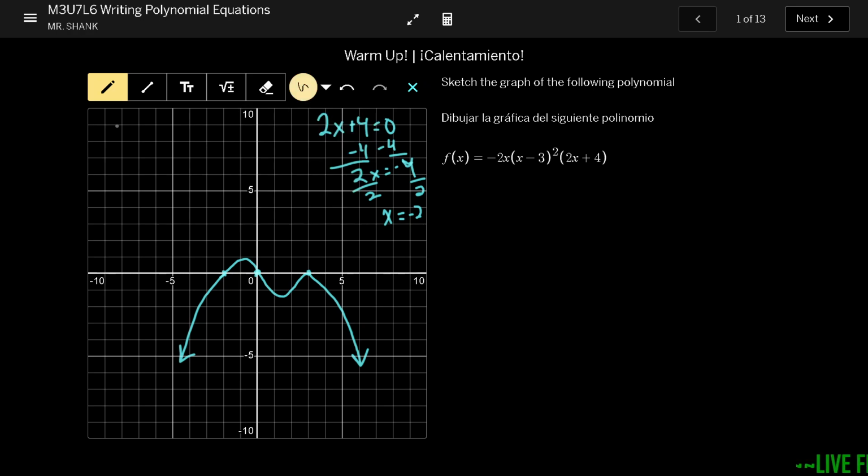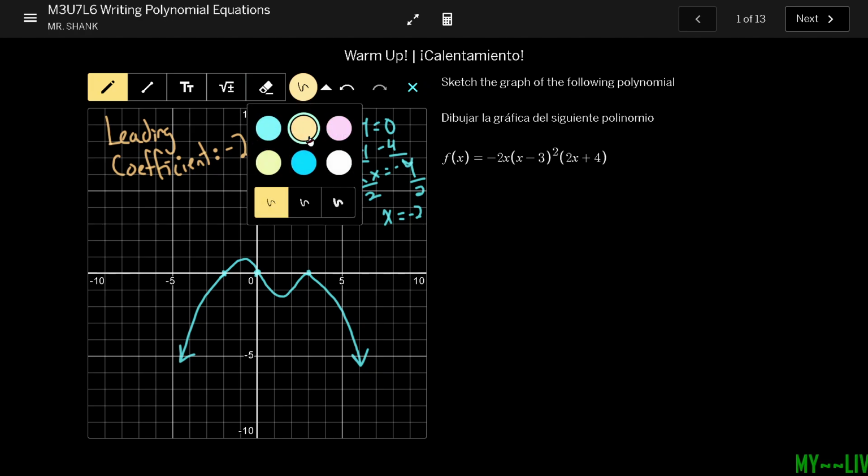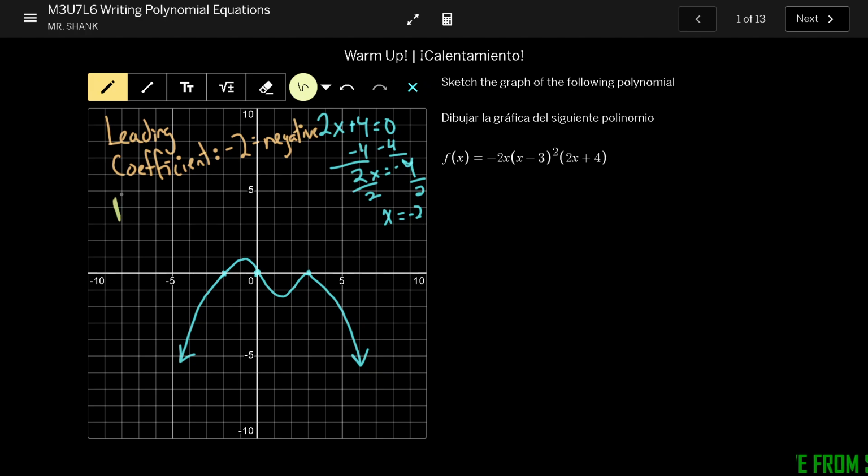Again, I can say my leading coefficient was negative 2, which is negative. I said my degree was 4, which is even. So I can just make notes about my equation or my curve just by looking at the equation. So I should be able to get some information from that.